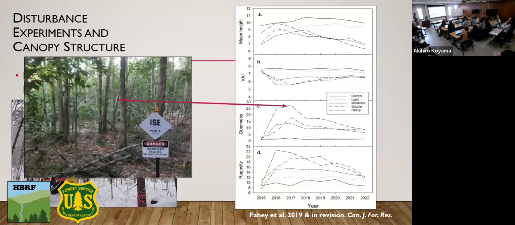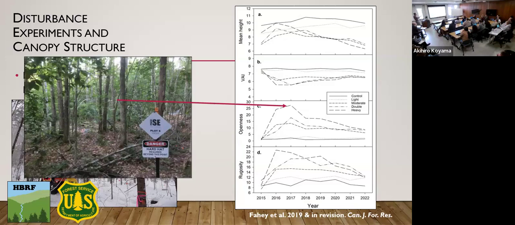So this is one of the ice storm plots that got 3/4 of an inch of ice applied to the forest, and you can see all these trees bent over and damaged, a bunch of trees down. So this ice storm had really strong impacts on the canopy structure, and we've been following it over time.